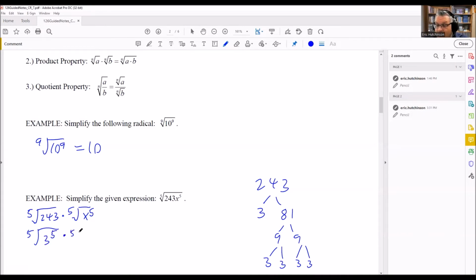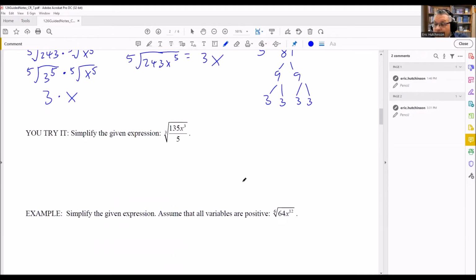This one is the 5th root of x to the 5th. So the 5 inside and the radical will cancel, and you're just going to get 3. And then for this one, the 5 inside and the radical outside will cancel, and you'll get an x. Therefore, the 5th root of 243 x to the 5th is going to turn into 3x. That would be your answer on that one.